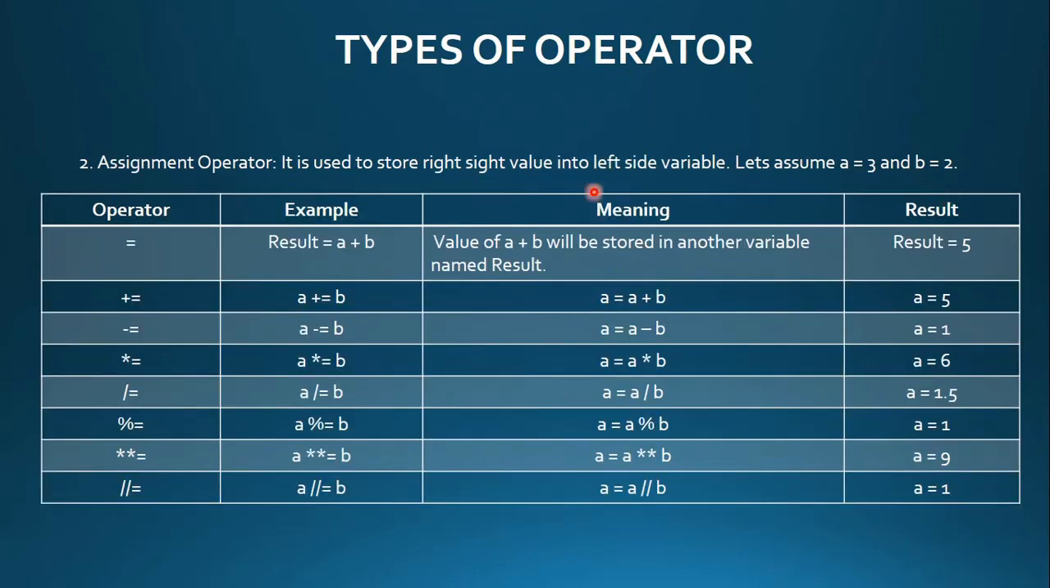The next type of operator is the assignment operator. It is used to store the right side value into the left side variable. Okay, let's see examples.